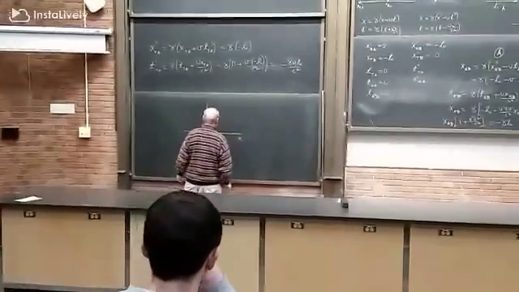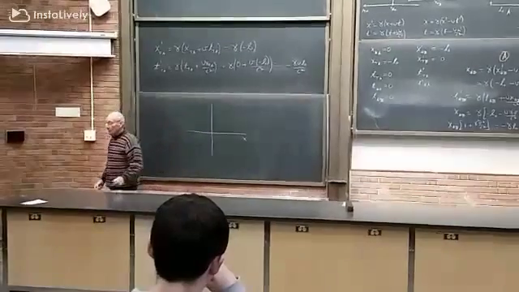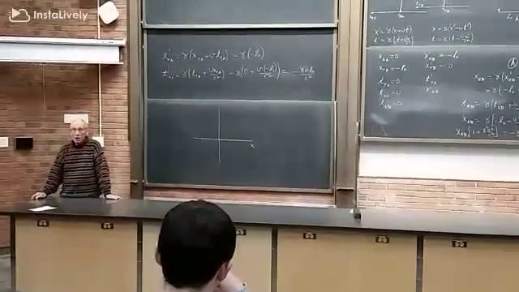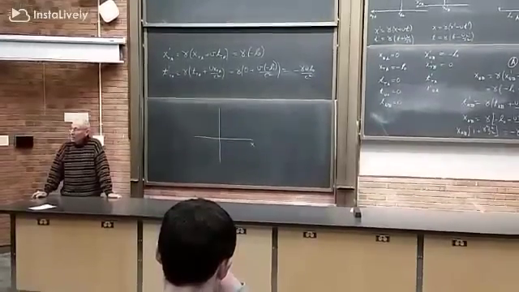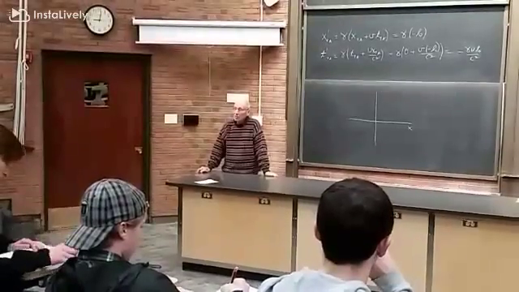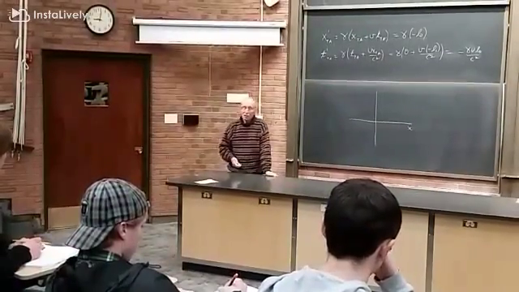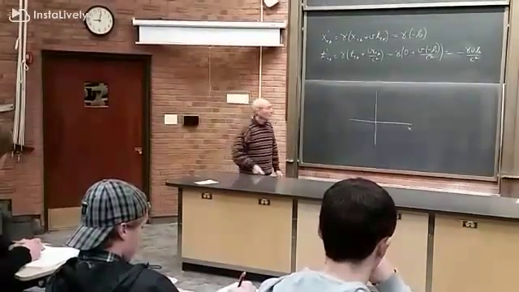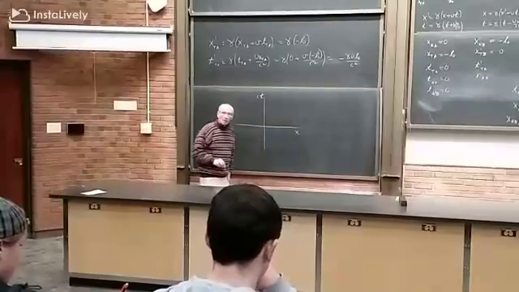This is x. Now, it will be very convenient to have the same dimensions on each axis. So instead of plotting t as a vertical axis, I'm going to use ct. And ct will have dimensions of length. It's just a scale factor. So this axis is going to be ct.